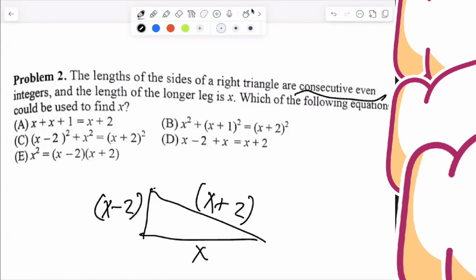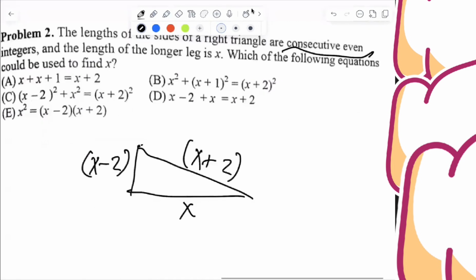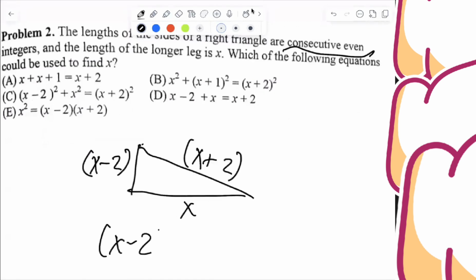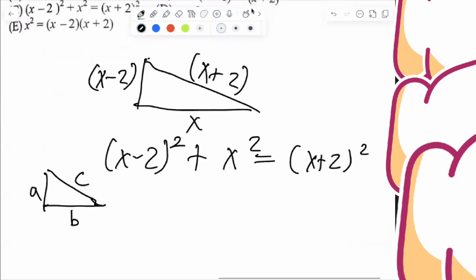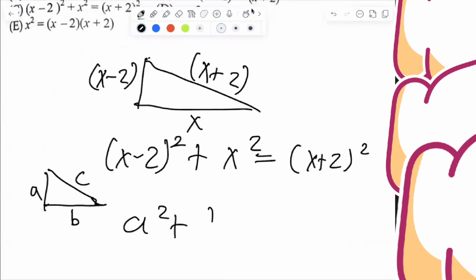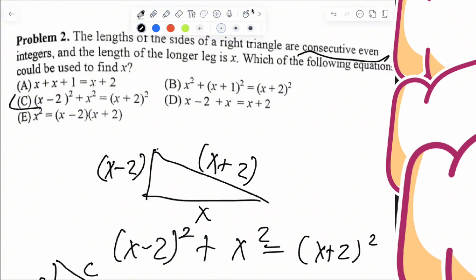So this gives you, by the Pythagorean theorem, x minus 2 squared plus x squared is equal to x plus 2 squared. Because the Pythagorean theorem states that if we have legs a, b, and hypotenuse c, then a squared plus b squared is equal to c squared, which gives you the answer as C.